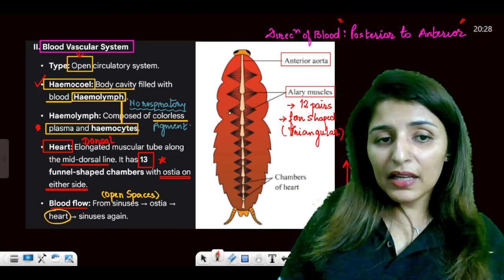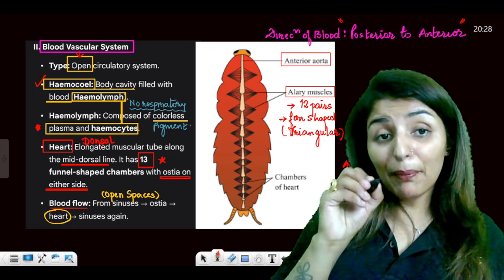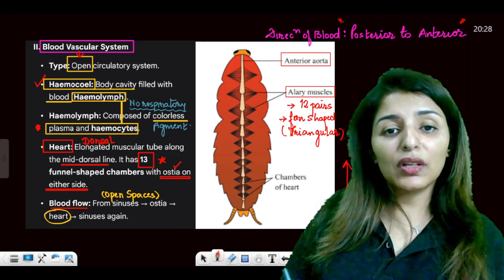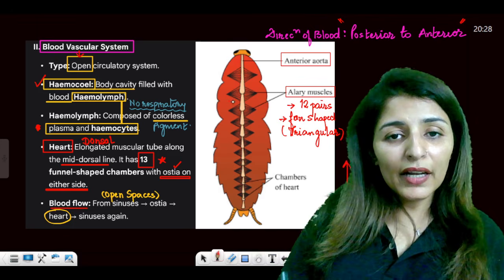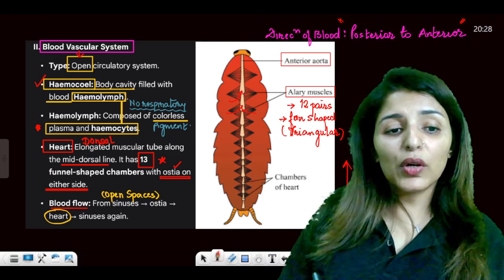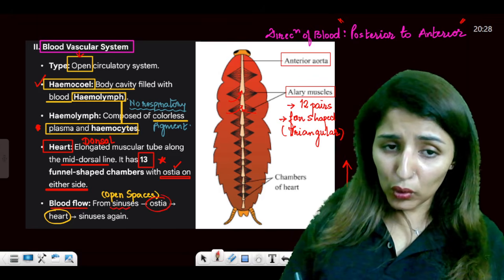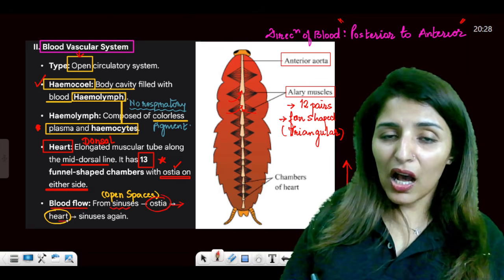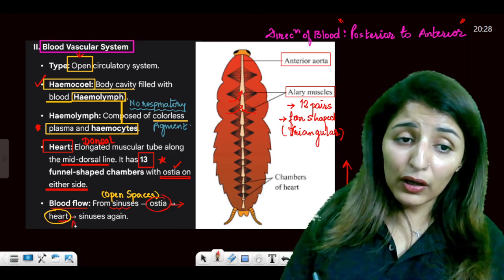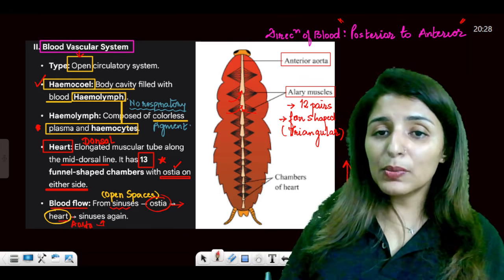Now, every chamber of the heart has a pair of small pores on the sides. These are known as ostia. So the blood from the sinuses is going to enter into the heart through these ostia. Are these clear? So what is the blood flow like? From the sinuses, through these ostia, blood enters into the heart, and then it goes to the anterior direction, and through the aorta it goes back into the sinuses. I hope this point is clear.